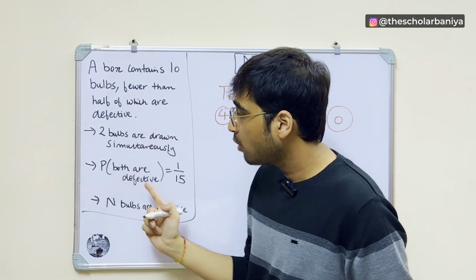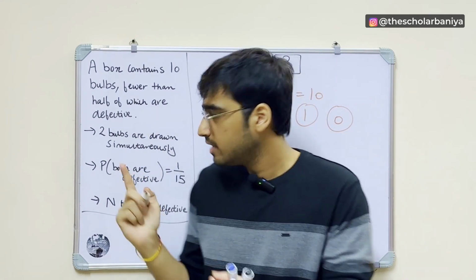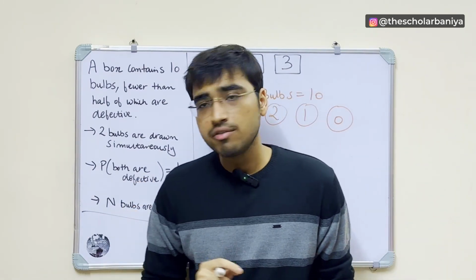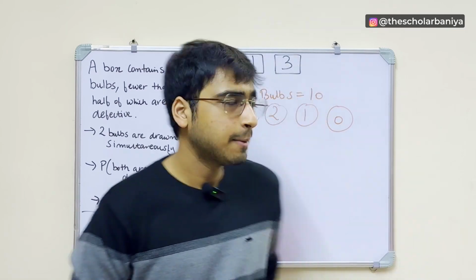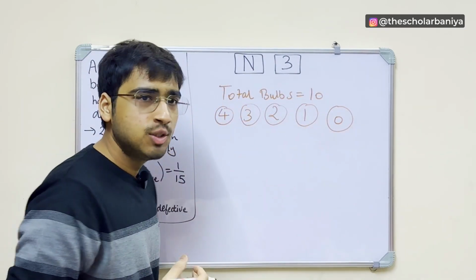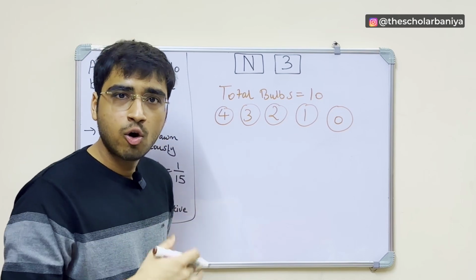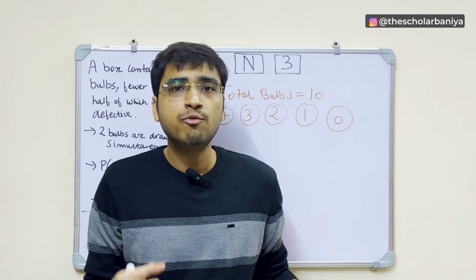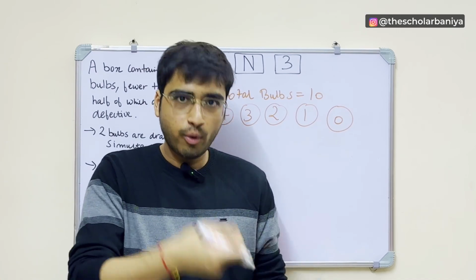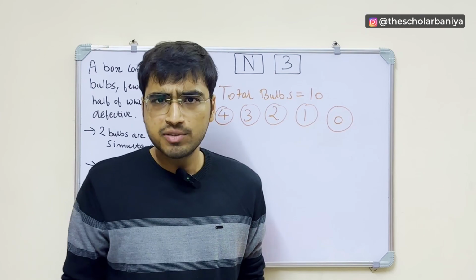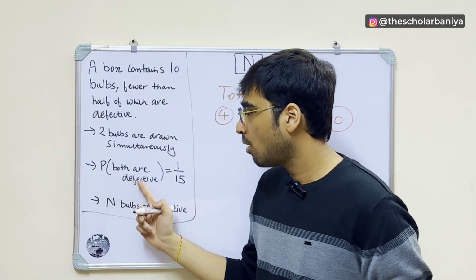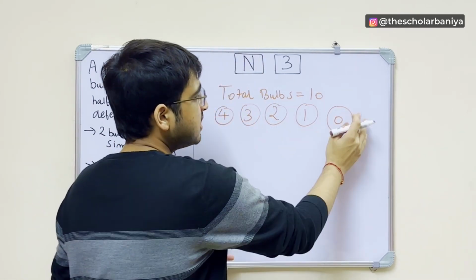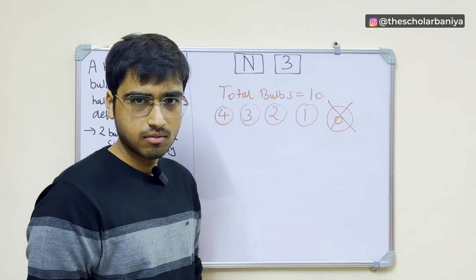Now we draw two bulbs from the entire set, and the probability that both the bulbs are defective comes out to be 1 upon 15. So tell me one thing, if there are 0 defective bulbs, the probability of drawing a defective bulb will be 0, right? If all the bulbs are good, then the probability of drawing a bulb that is defective is obviously 0. But we know that the probability of both the bulbs being defective is 1 upon 15, which means it is not 0. So obviously this case is not possible.